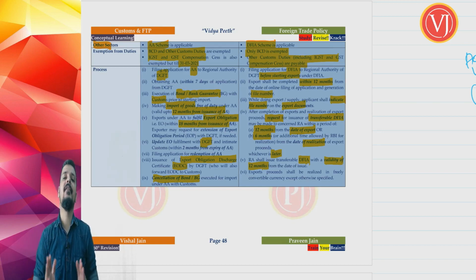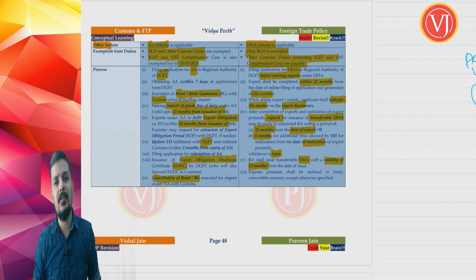Friends, this completes our entire discussion about your advance authorization and your duty-free import authorization. That is your chapter 4 of your foreign trade policy and handbook of procedures volume 1.